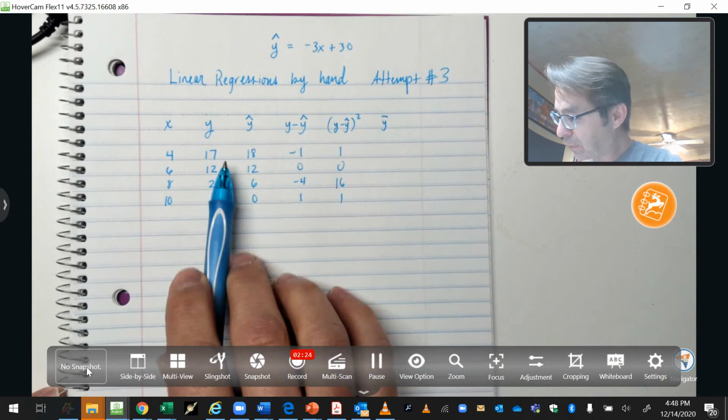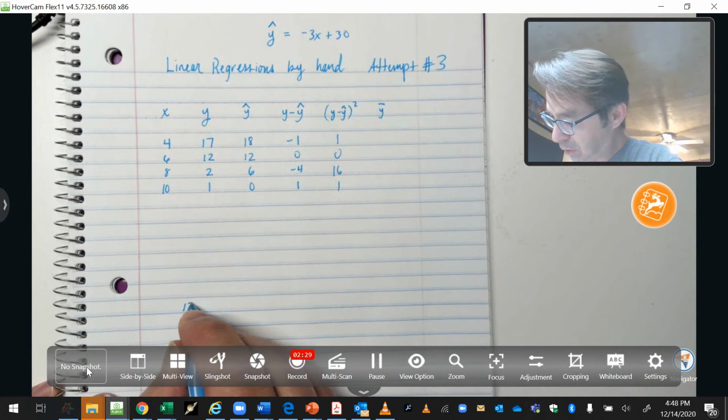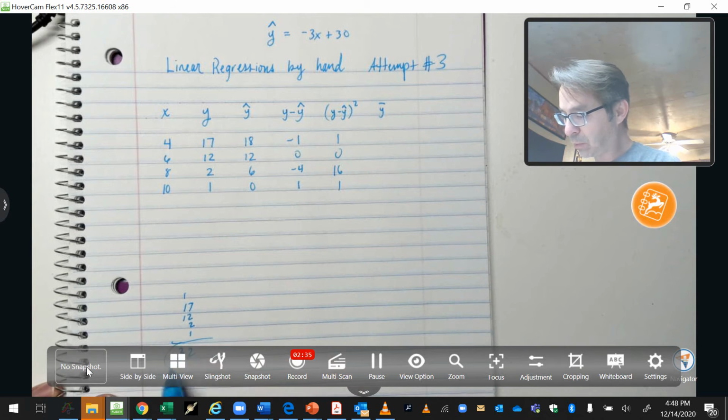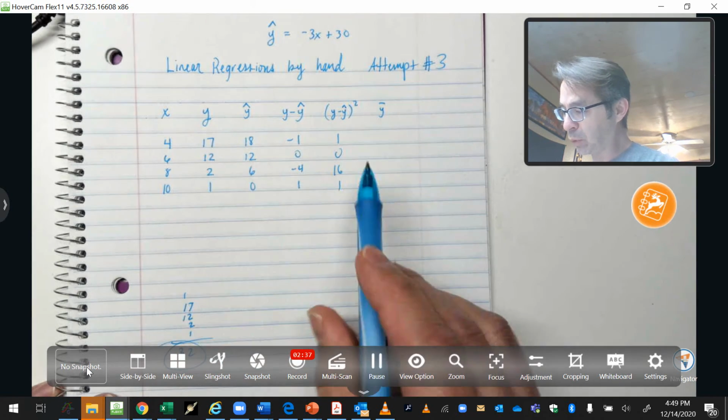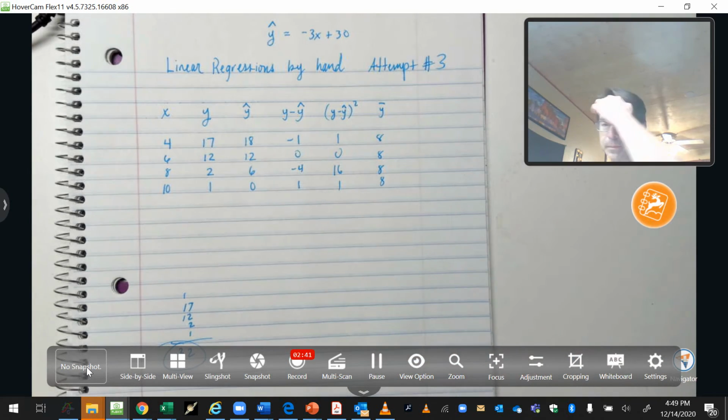And then the average, y bar, that's how you say it. It's just the average of the y values. 17 plus 12 plus 2 plus 1 is 9, 10, 11, 12... 32. 32 divided by 4 data points equals 8. 8, 8, 8.